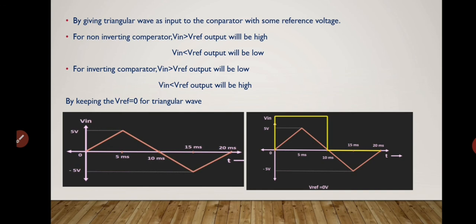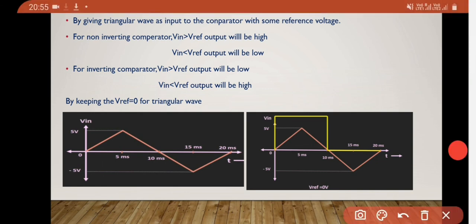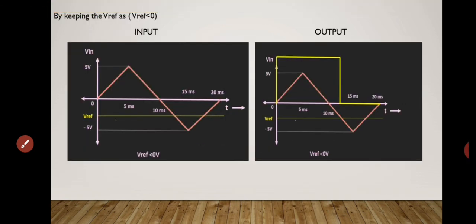By keeping Vref equal to 0 for a triangle wave, I give a triangle wave as input to the non-inverting comparator. The output will be high when Vin is greater than Vref. Here I will mark where Vin is greater than Vref. So the total time period will be on, and we will get a square wave output.